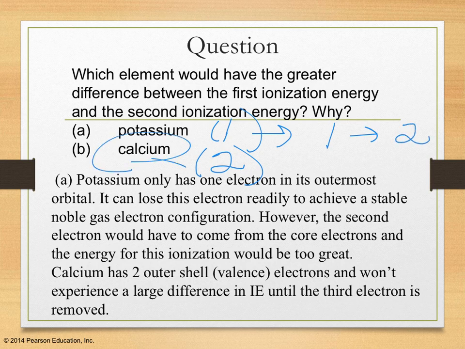Calcium has 2 valence electrons, so it would be pretty easy to remove the first 2 electrons, but at that point, there are no valence electrons left, and you're down to the core electrons when you try to get the third one. So that's where the big jump would be for calcium.